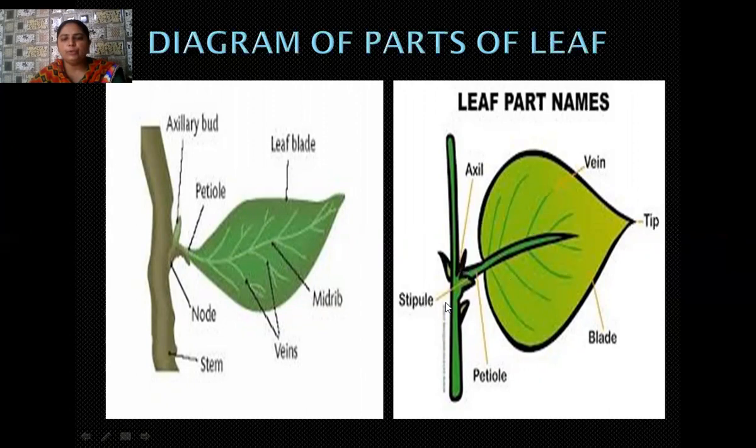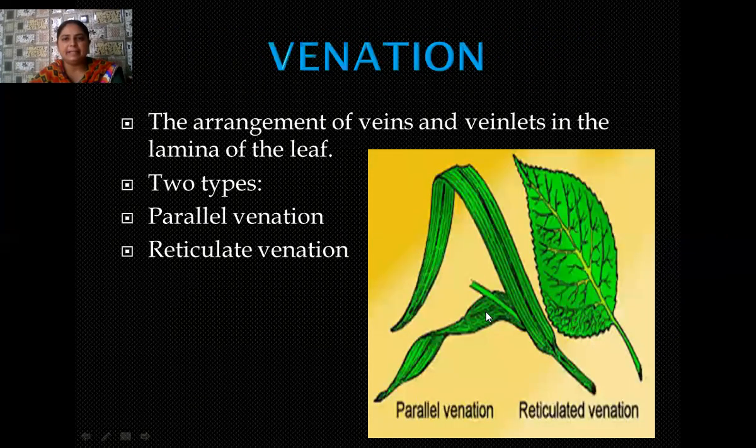Then I have told you that there are small leafy structures found near the leaf base. Stipules are these structures, and these stipules are generally found at the leaf base. So this is the leaf blade. So the green expanded leaf blade is there.